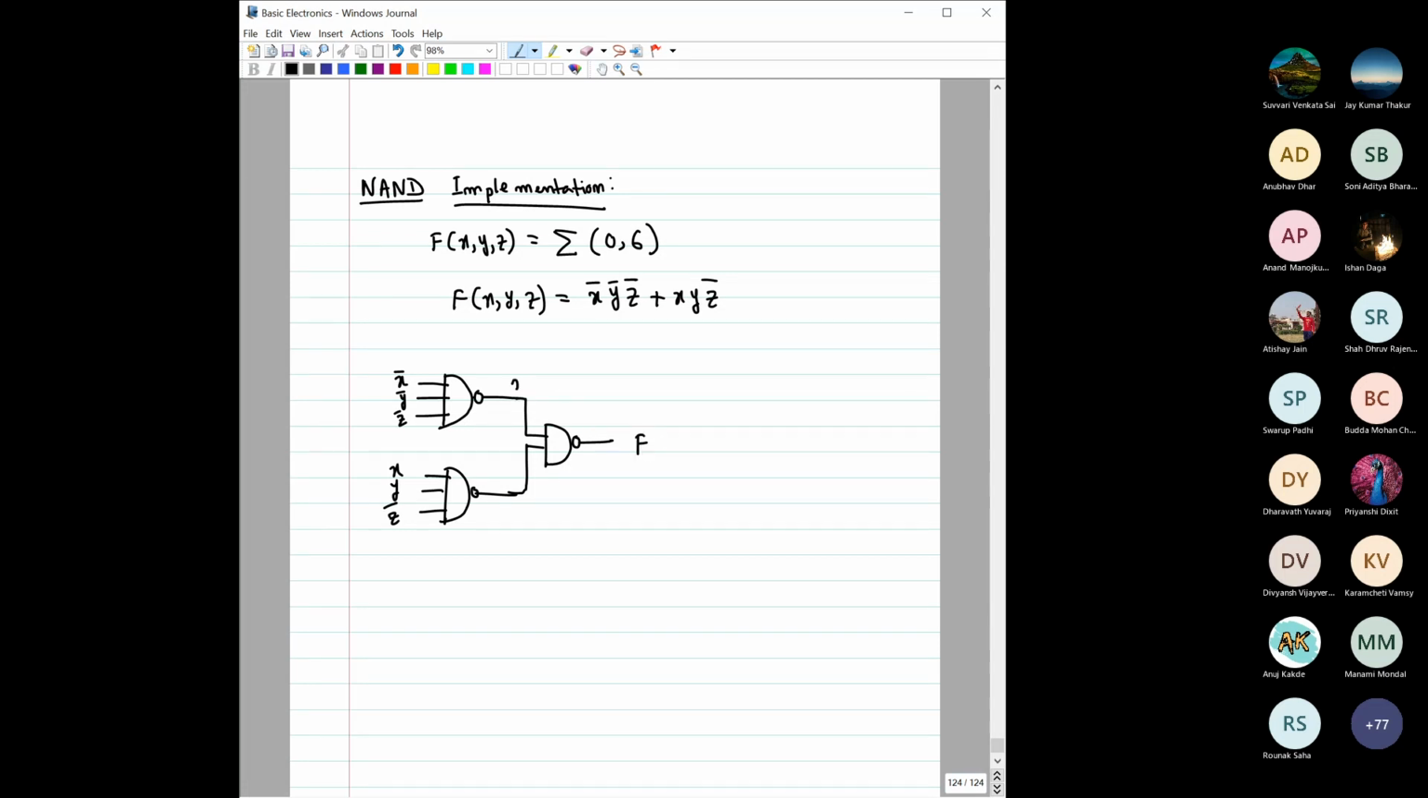It is quite easy to understand because from here what you will get is x bar, y bar, z bar, then whole bar. Here we will get x, y, z bar, then whole bar. And here you will get the AND of these, with a bar on each and again a bar. All right. So this bar and this will cancel out. So it will be x bar y bar z bar plus x y z bar, isn't it?